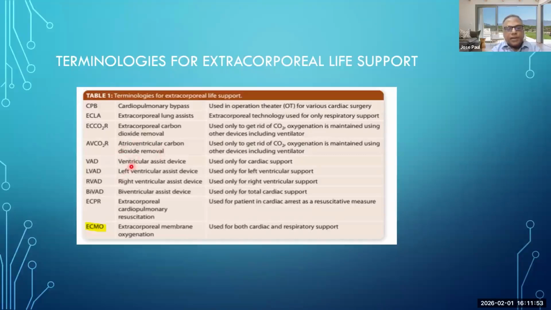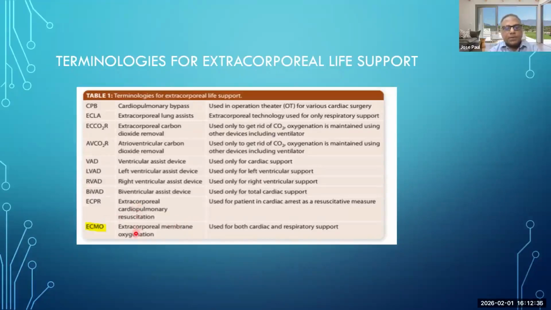Then you must have heard about ventricular assist devices used for cardiac support. Then left ventricular assist devices used for left ventricular support. Right ventricular assist devices are there. Then biventricular assist devices are there. Then there is something known as ECPR. ECPR is a term used when you use ECMO support to support patients, like a VA ECMO. Like if there is a young patient, like a 24-year-old or a 20-year-old patient with no obvious cause, who goes into cardiac arrest and is resistant to CPR, then you can put these patients on ECMO till the cause is being worked up. So this is known as ECPR.